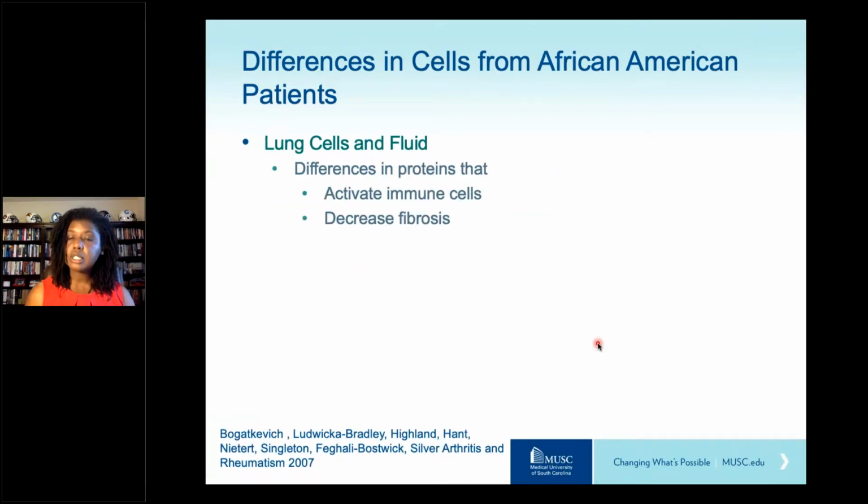And then finally, the lung cells and the fluid that can be present in the lungs sometimes have also been looked at to consider differences between African American and non-African American patients. And with examination of these lung cells, they have found differences in the proteins that activate the immune system as well as decrease fibrosis. So all of these research studies are going on at the same time. It may not seem that they're related, but all of them work together to give us a better picture of what's happening inside of a patient that's African American versus not, to help explain these differences.